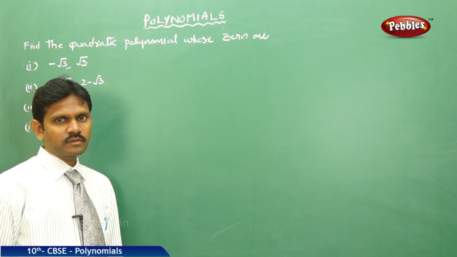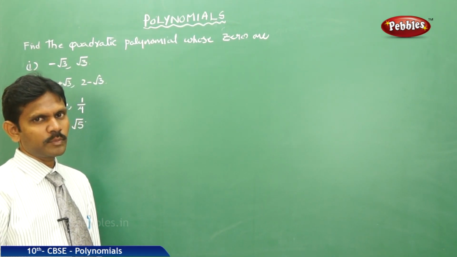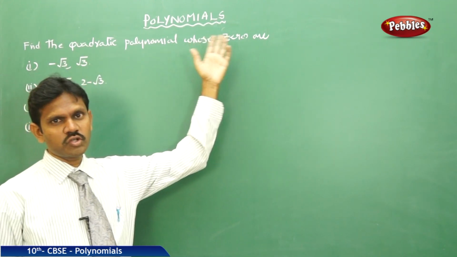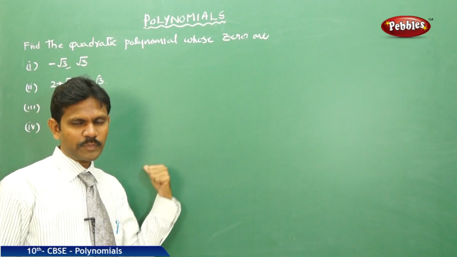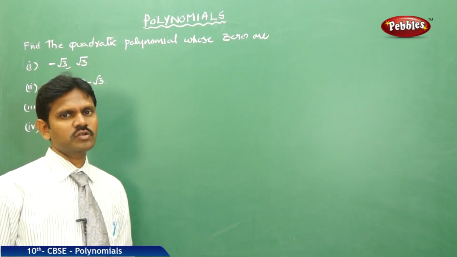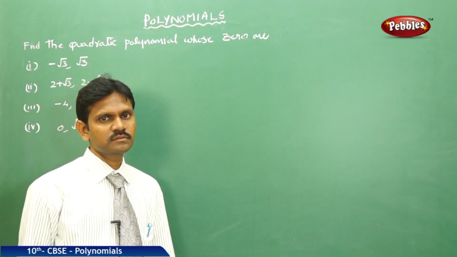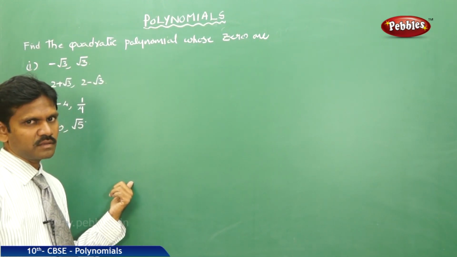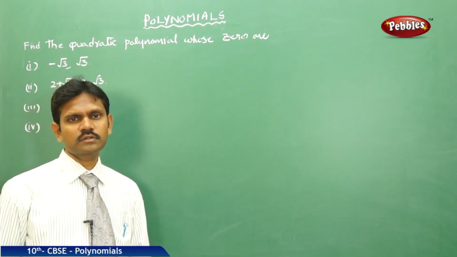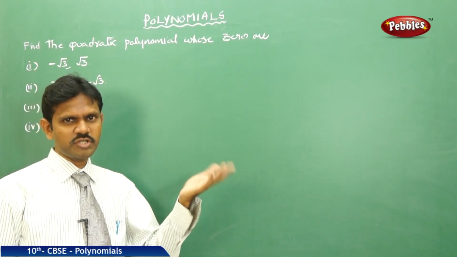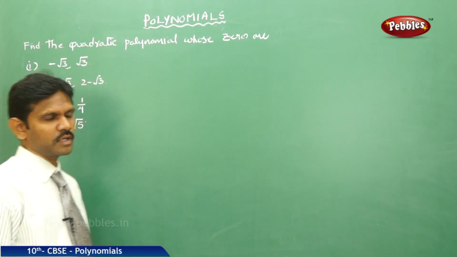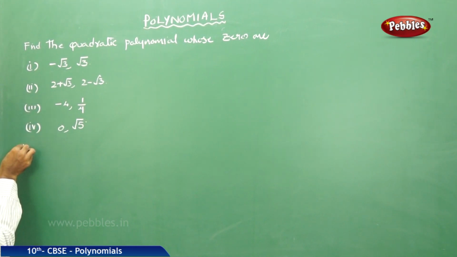Okay, our next important topic from our polynomials is to find the quadratic polynomial whose zeros are given. In our past class we discussed how to find the zeros of the quadratic polynomial ax square plus bx plus c. But here zeros are given, now we have to find the quadratic polynomial. That is, the question part is over. Now we are going to answer the question part. Okay, let us see the first example.